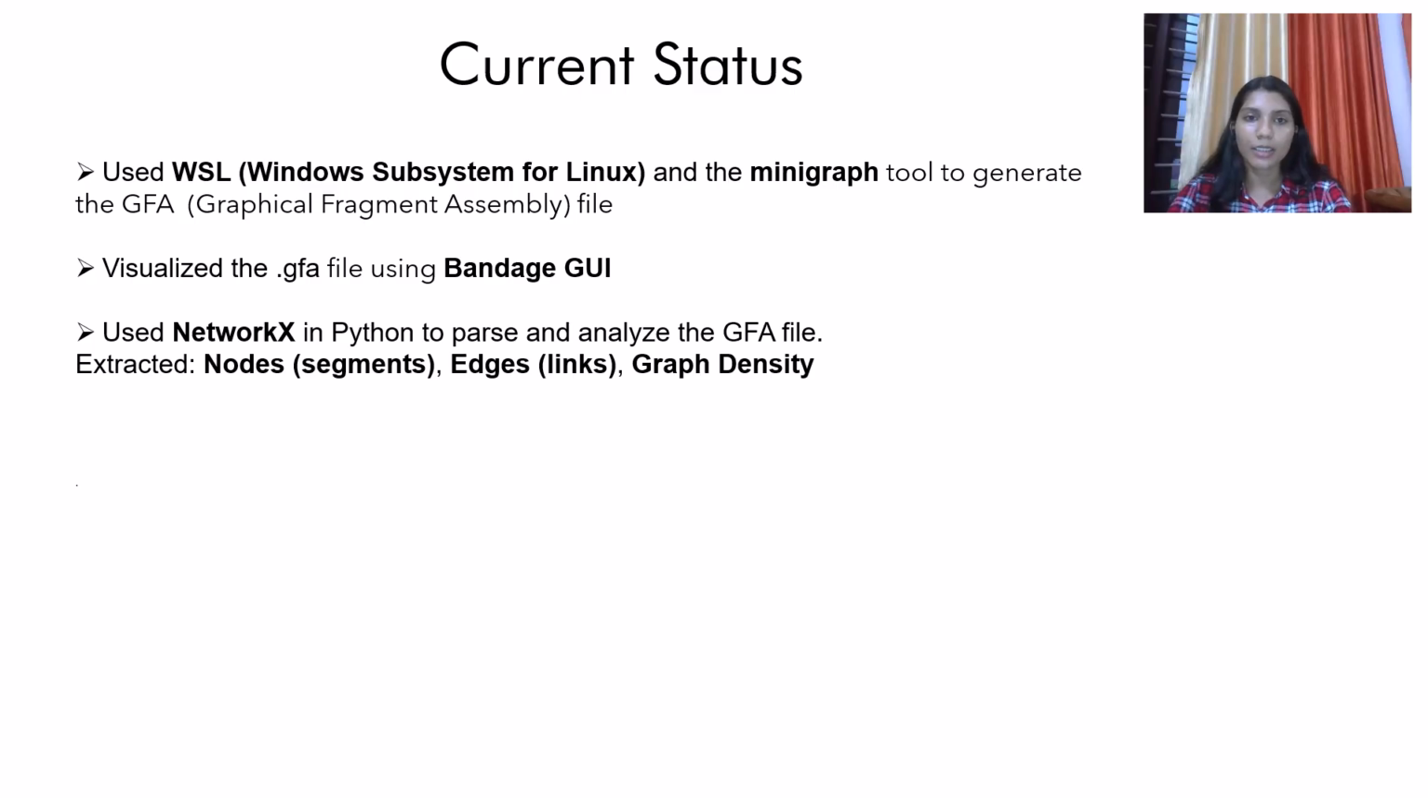To summarize the current status, I successfully generated the GFA file using Minigraph, used Bandage for visualization, and parsed it using NetworkX. And I extracted the key graph properties like node and edge counts and performed the density calculation. These steps set the foundation for deeper structural and functional analysis. And we will proceed by finding the core genes as well as the accessory genes.